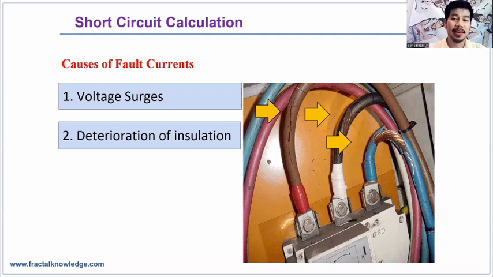Insulation is a layer of material that surrounds electrical wires and helps to prevent electrical current from flowing through unintended paths. If insulation of a wire becomes damaged or deteriorates over time, it may become less effective at preventing electrical current from flowing through it. It can lead to a short circuit, as the current may be able to find an unintended path to flow, such as through the insulation itself or through other nearby conductors.